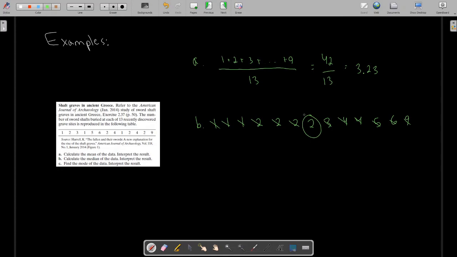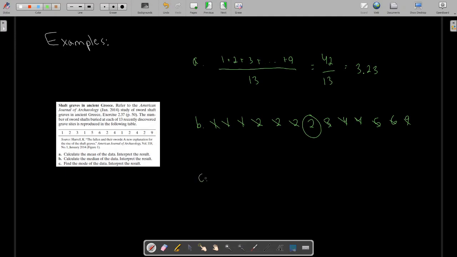And to interpret this result, we would say the median number of sword shafts in these grave sites in ancient Greece is 2 sword shafts. Half of grave sites will have 2 or less sword shafts in them, and half of these graves will have 2 or more sword shafts.